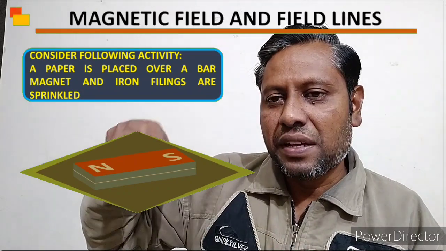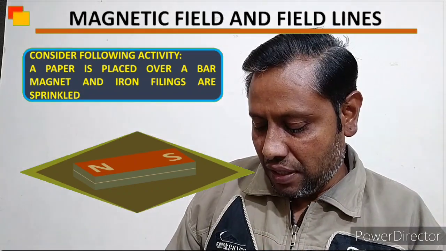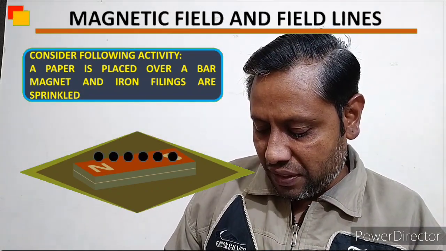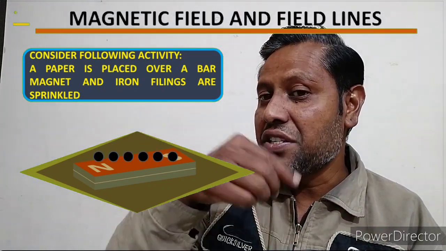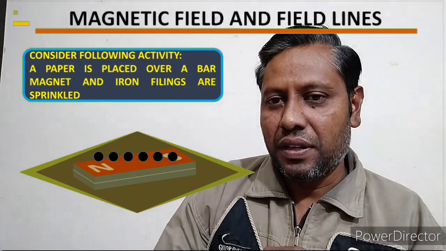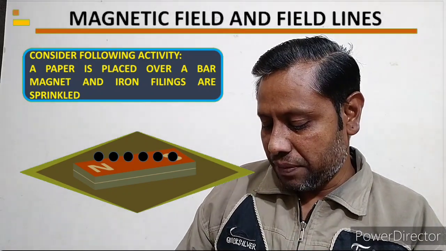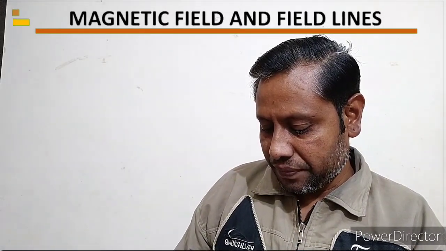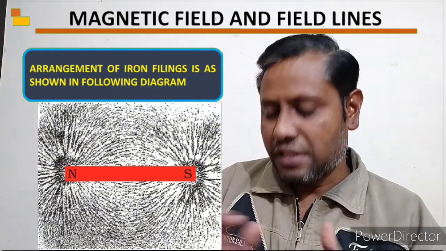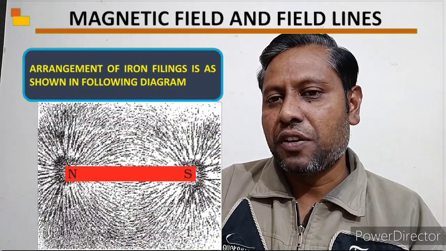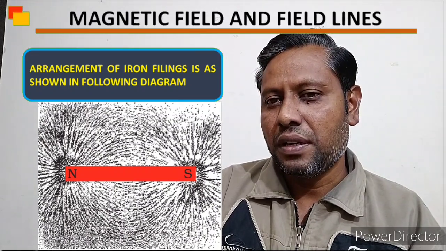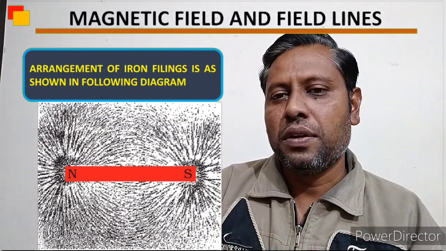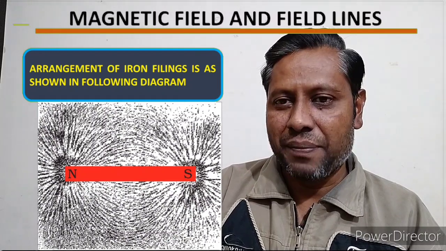Okay, so if I sprinkle that on that surface, you will find that the iron filings get arranged in a particular shape. That shape I am trying to show here. You can see it is like this. The arrangement of the iron filings is as shown in this diagram. Okay, so it is trying to give the pattern around that bar magnet.